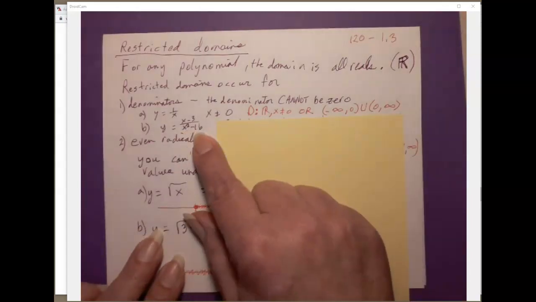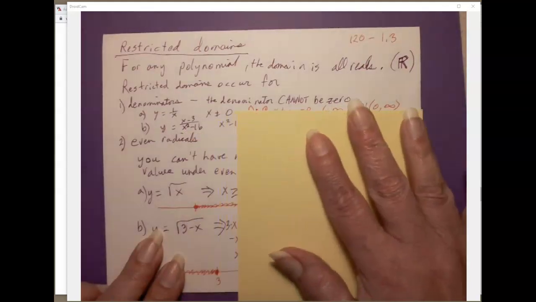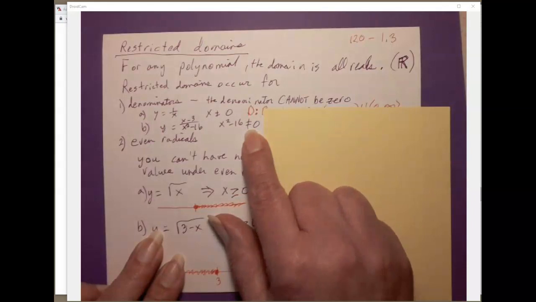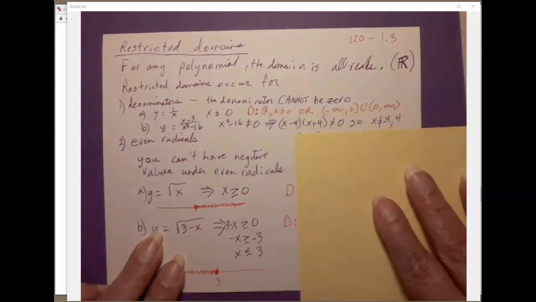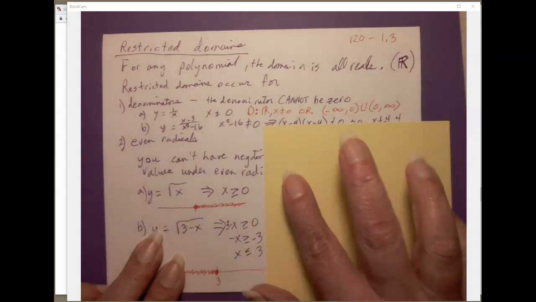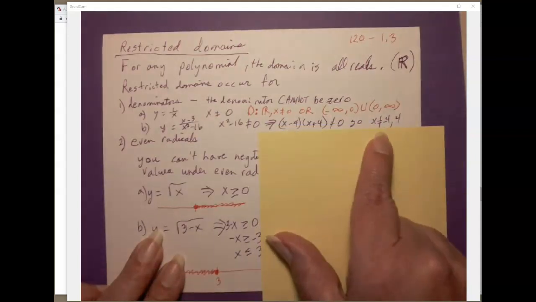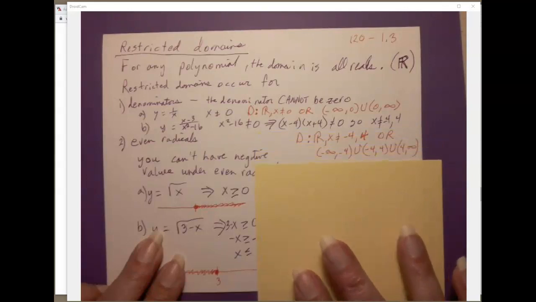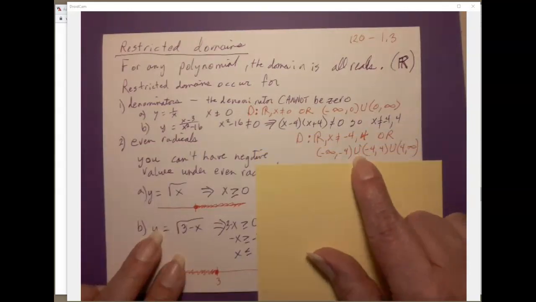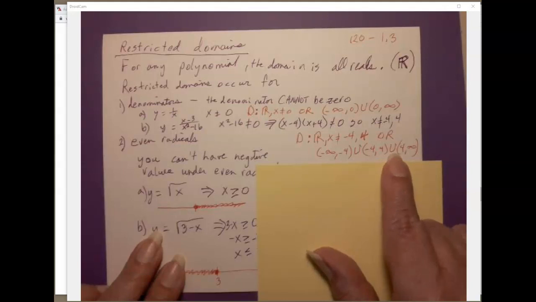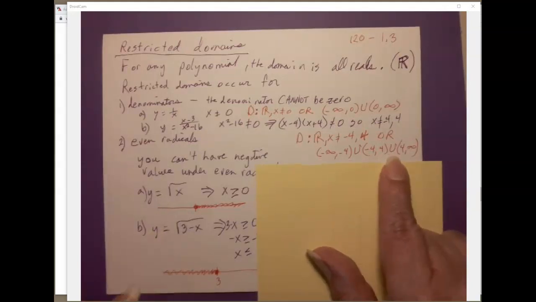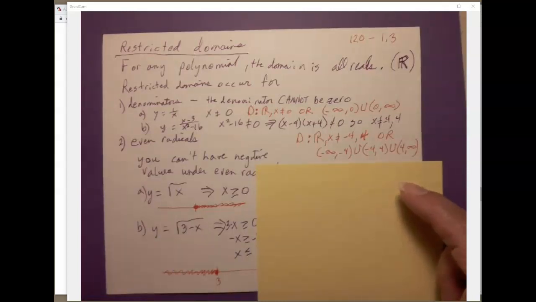This one, x squared minus 16, can't be equal to 0. So then I have to solve this, and I get x can't be negative 4 or 4. So that factors, and I end up with negative 4 and 4, so that's what I have. Or I could write it like this, negative infinity to negative 4 union, negative 4 to 4 union, 4 to infinity. Parentheses everywhere, because the endpoints of all these intervals cannot be included.